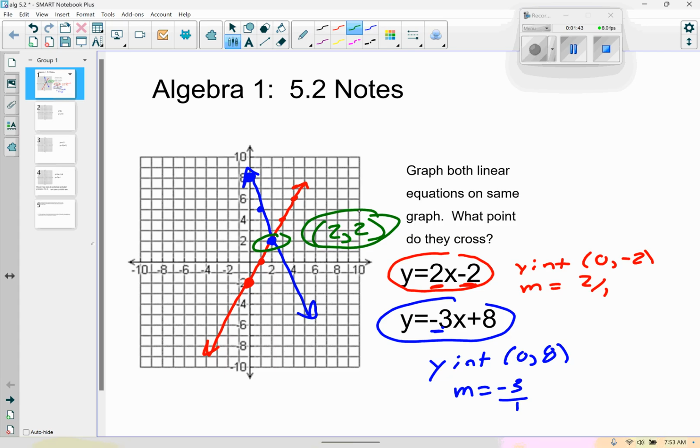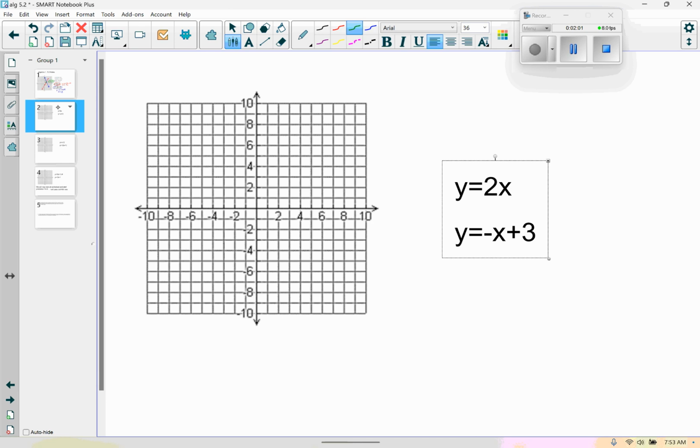So where do they cross? And we happen to make them cross at two really nice whole number points. All lines don't have to cross at whole numbers. They could be crossing at fractions and decimals, but for this, just for practice, we'll make sure they try and cross at a nice location. Next problem, let's take a look.